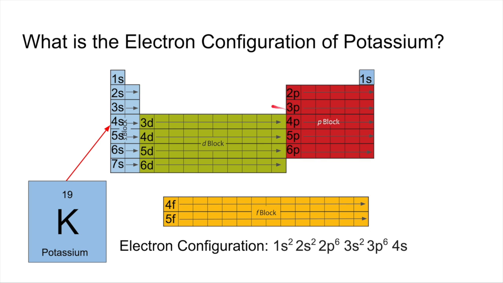So let's start again from the beginning. We have our 1s, go across, 1s2. Then we go down the group, 2s2. Across the period, 2p6. Then go down the group again, 3s2. And then we go across, 3p6. And we go down one more time and we have our 4s over here.